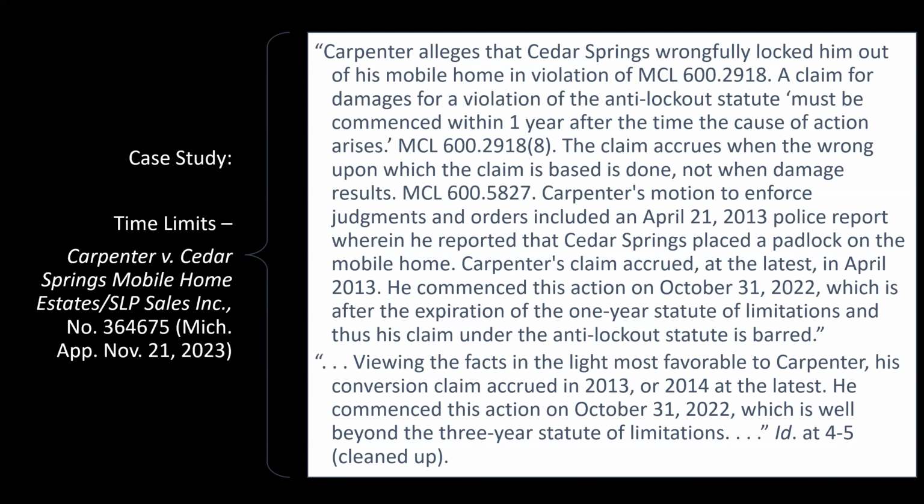So therefore, if that is a requirement for a landlord to evict people who are lawful occupants but not tenants, I believe a lockout of them would be a violation of the anti-lockout statute. Again, this is something to be argued, right?